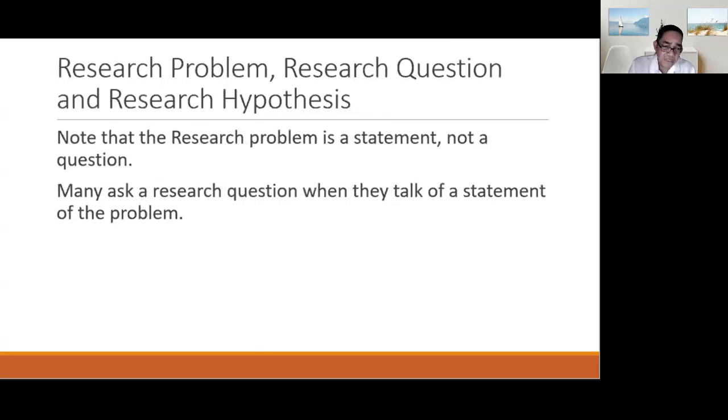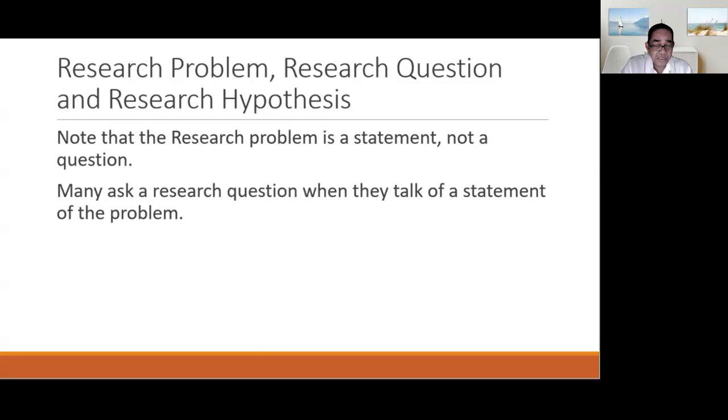But I would like you to note that the research problem is a statement. It is not a question. But many people ask a research question when they talk of a statement of the problem. And I see this quite often, especially among students. And sometimes these students, even when they become doctors, when they become residents, still talk of the same things they talked about when they were in pre-med or even in med school.